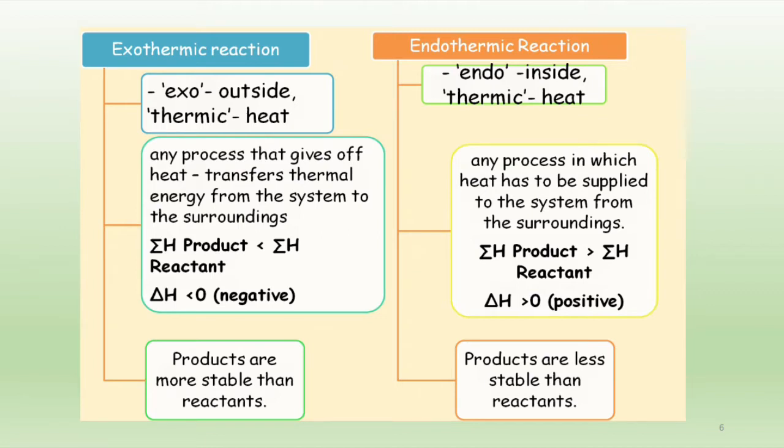In summary, products of exothermic reactions are more stable than their reactants because they have lower energy compared to the reactants. For endothermic reactions, the products are less stable than the reactants because the products have more enthalpy compared to the reactants.